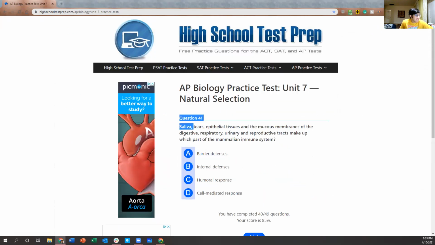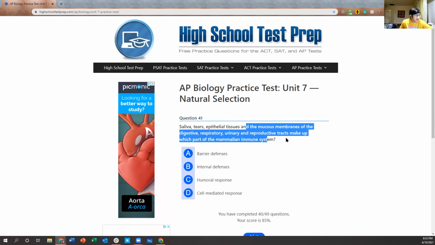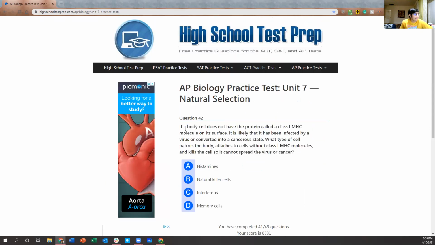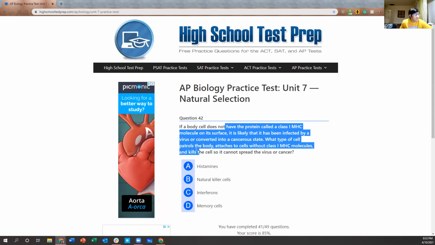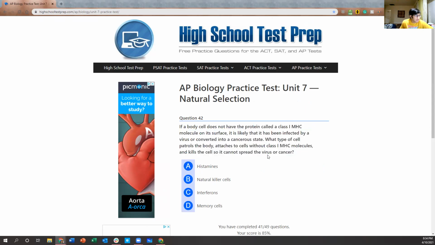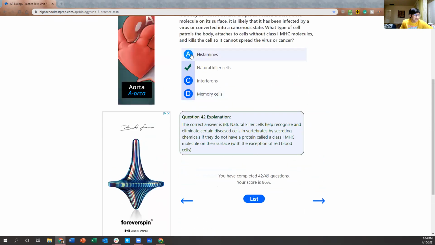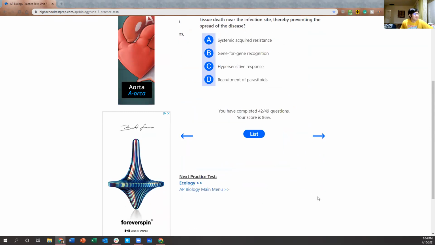Okay. Saliva, tears, epithelial tissues, and the mucous membranes make up which part of the mammalian immune system? They're barrier defenses because they're outside. Body cell does not have the protein called a class 1 MHC molecule. It's likely that it's been infected by a virus or converted to cancerous state. Which type of cell patrols the body? Attaches to cells without class 1 MHC molecules and kills the cell. Probably killer cells. Yeah. I don't think memory cells or histamines make sense. Interferons, I'm not sure what those are, but natural killer cells makes the most sense.